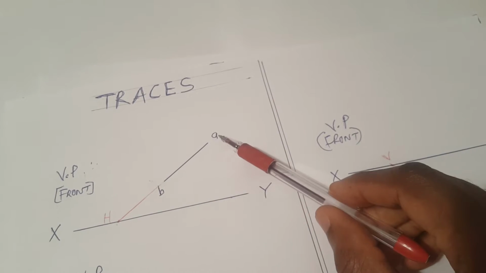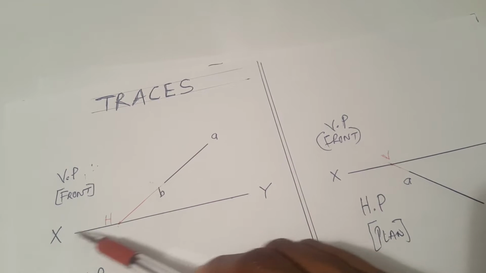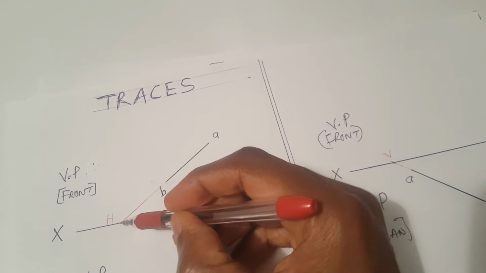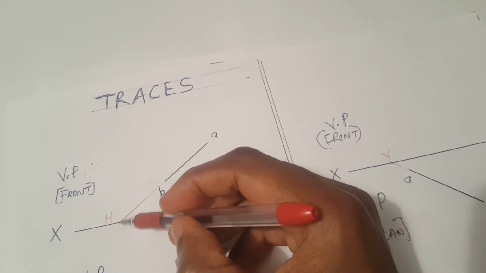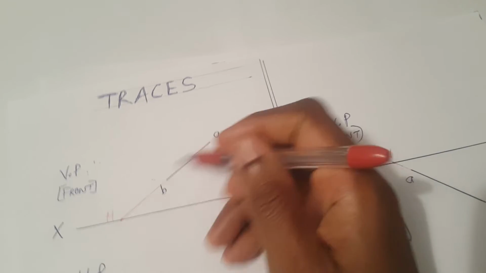So we have this line AB. If we were to extend line AB at point B to cut the XY line, here would have been H. H would have been the trace. And the trace is again the point where the line cuts that.